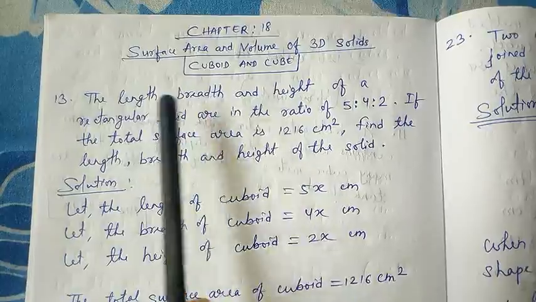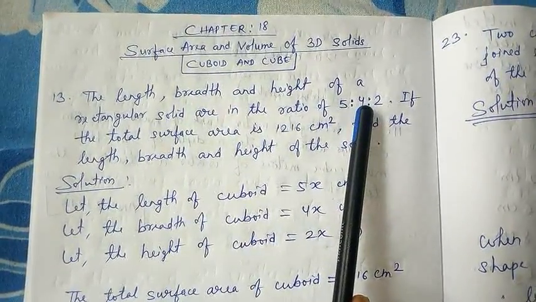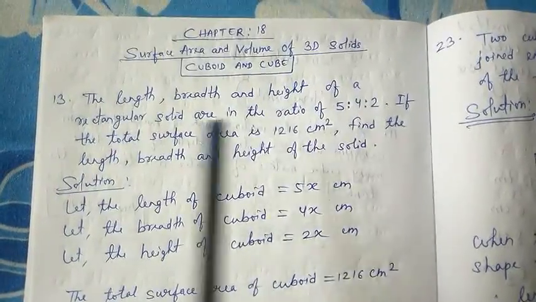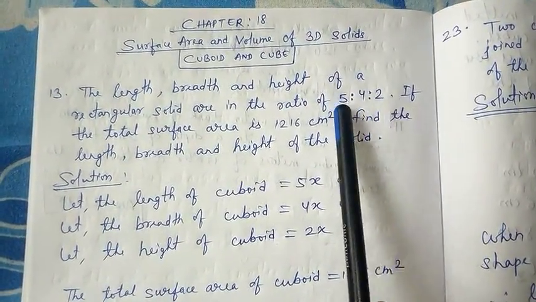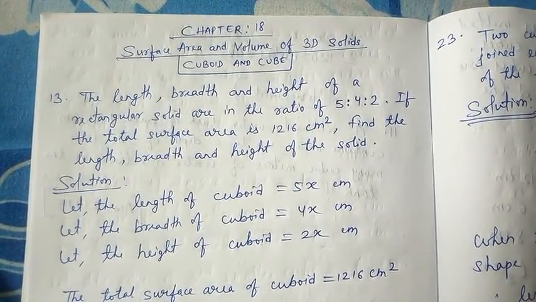5:4:2. So here first is the ratio of length, the second one is the ratio of breadth, and 2 is the ratio of height. It is not length, breadth, height, but it is the ratio of length, breadth, height. This is a very important point to be noted.